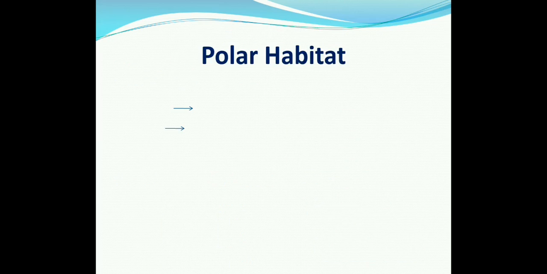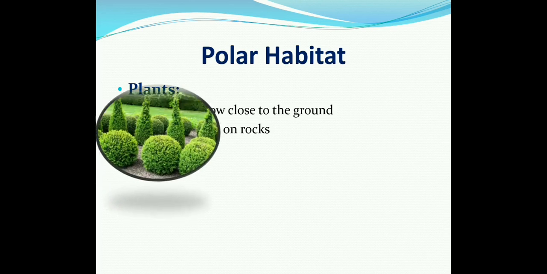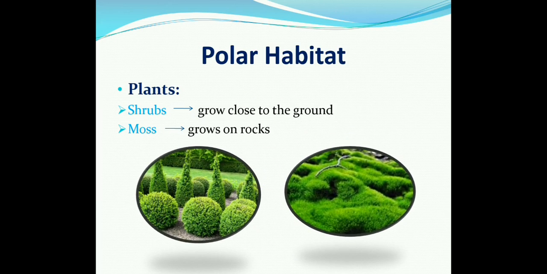The plants that can grow in polar habitat or in cold weather are the shrubs, which grow close to the ground, and also the moss, which grows on rocks. These are the pictures of shrubs and moss. So the plants that grow in polar habitats are shrubs and moss.